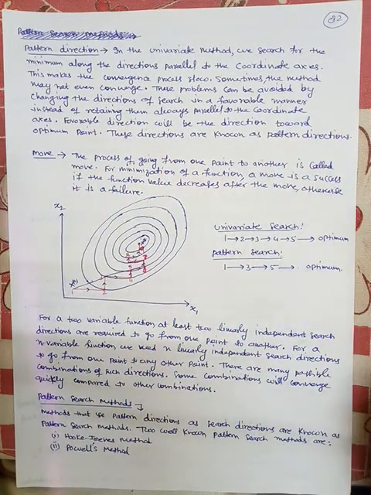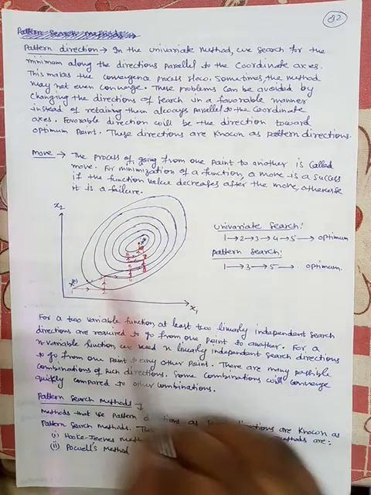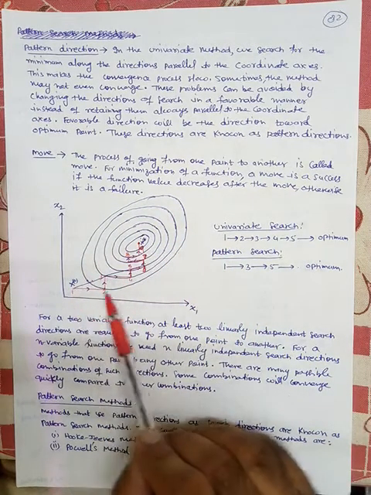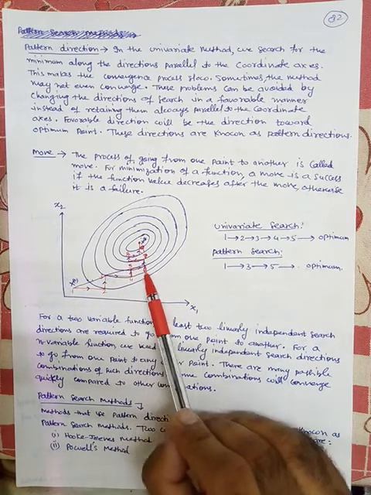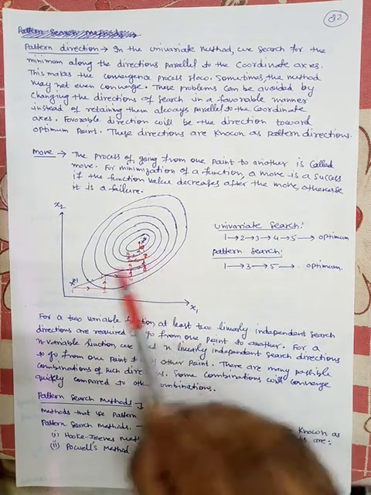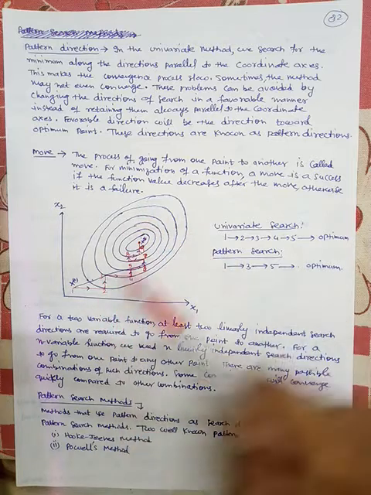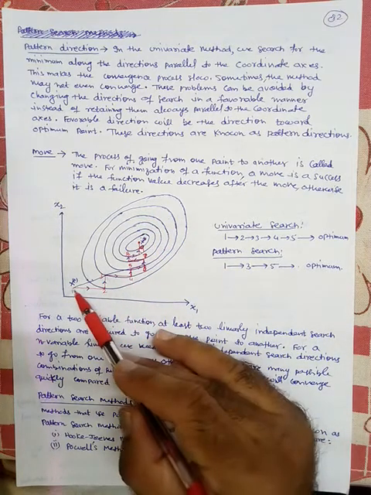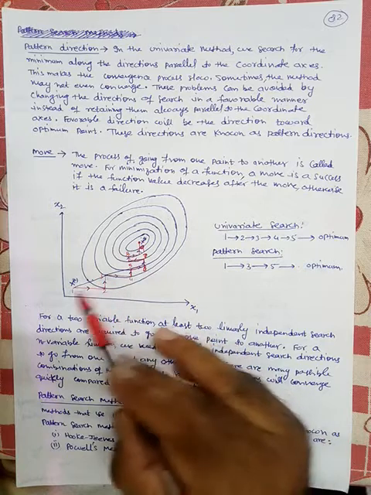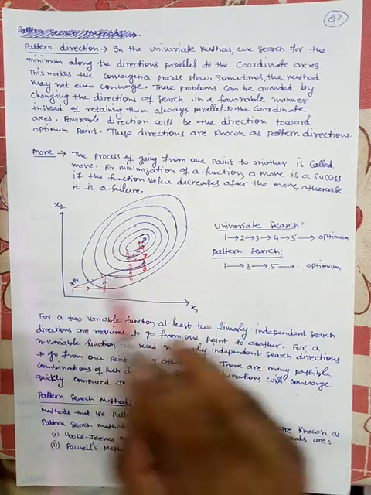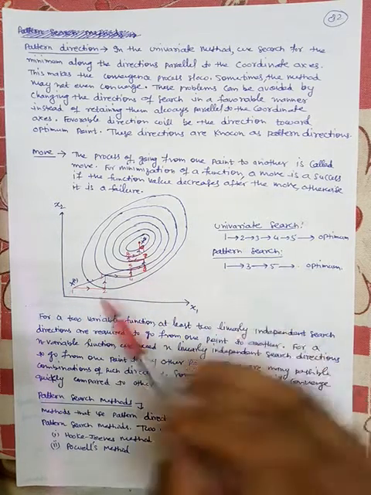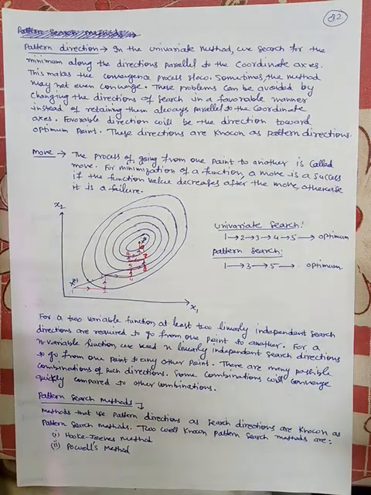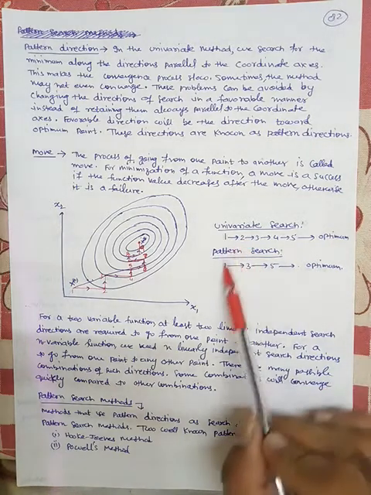For example, here, if we are moving from here to here, this is univariate, from here to here univariate and so on. The red lines are basically associated with univariate. However, if we are moving in this diagonal direction, this is basically the favorable direction. We are directly moving towards the optimum solution, and this is basically the pattern direction. Okay, fine, so here we have shown the difference.